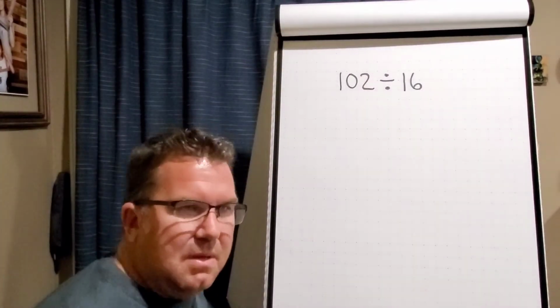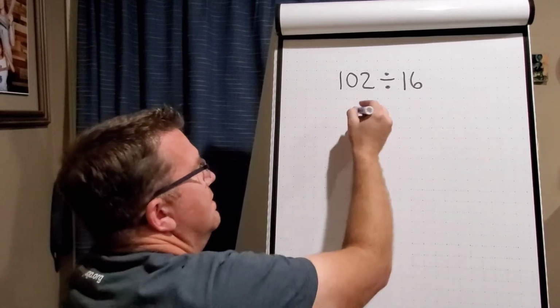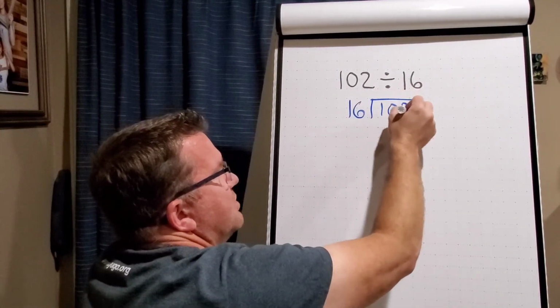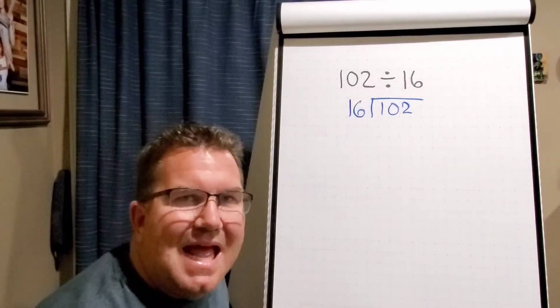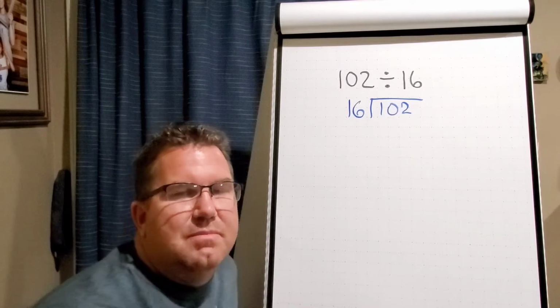Let's start with a smaller number. Suppose we wanted to know 102 divided by 16. Well, my first question with someone, if they're struggling with division, is do they actually know what division means? So you see, division has two meanings.